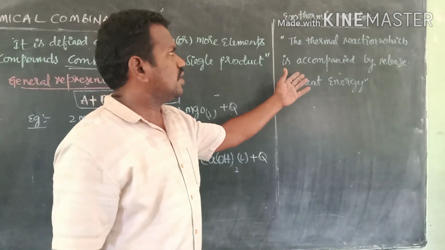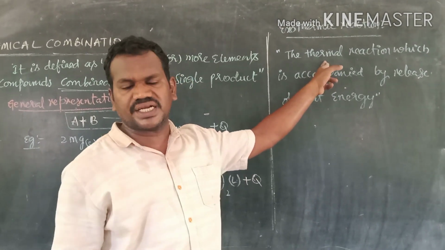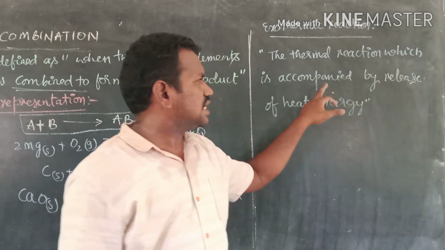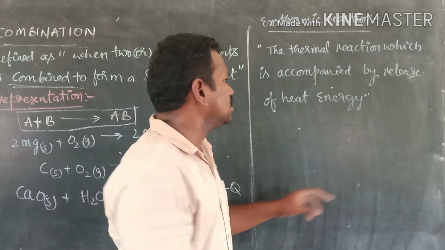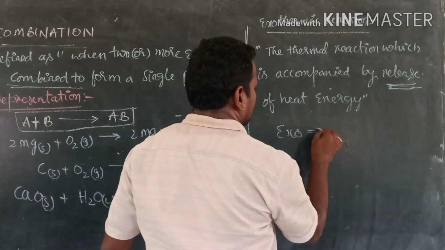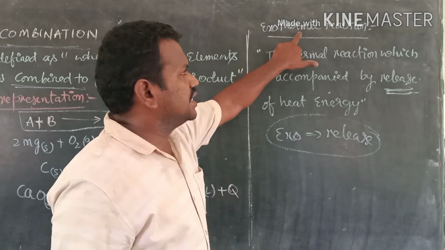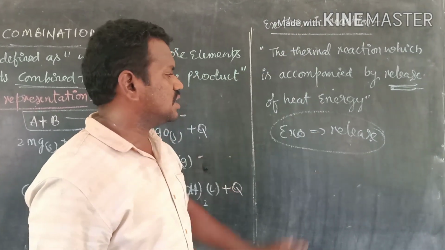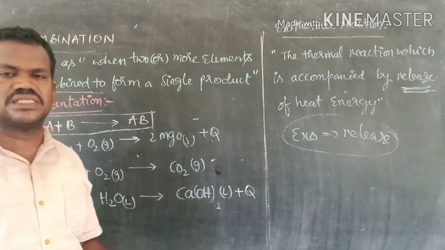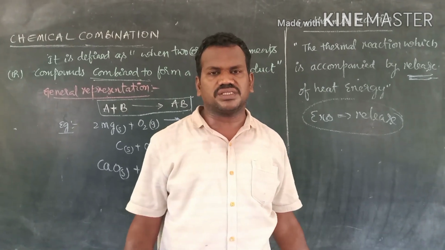Now let us come to what is the meaning of an exothermic reaction. A thermal reaction, because heat is there, so it indicates a thermal reaction. The thermal reaction which is accompanied by the release of heat energy. Exo means release. What should it release? Heat should release. For that reason it is called an exothermic reaction. This is the general examples and the explanation for a chemical combination reaction.